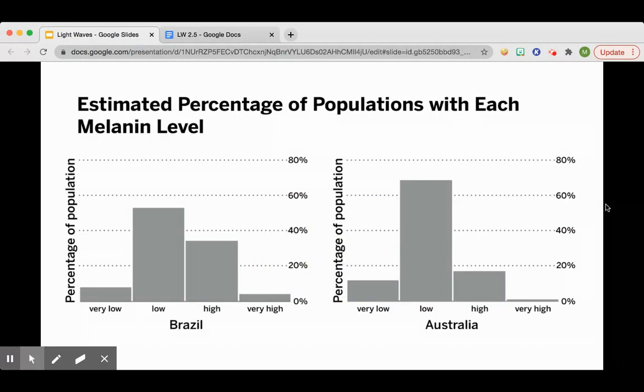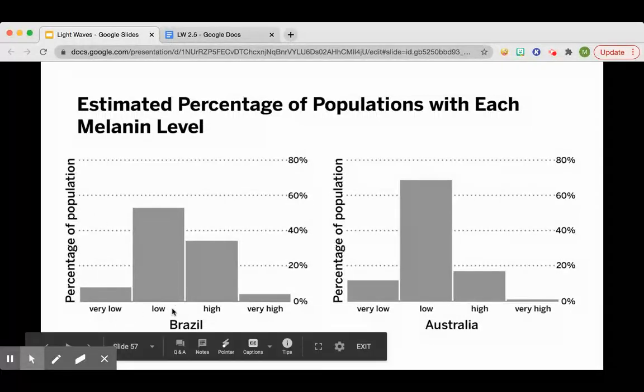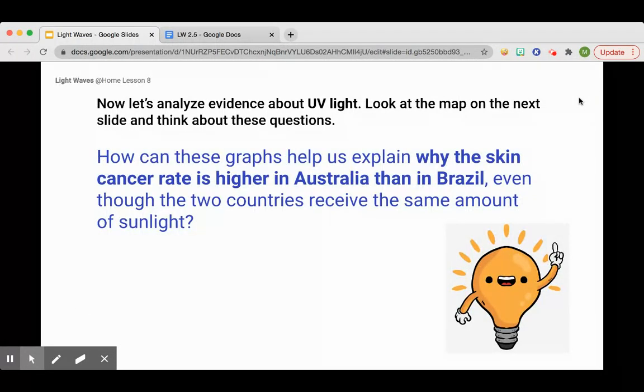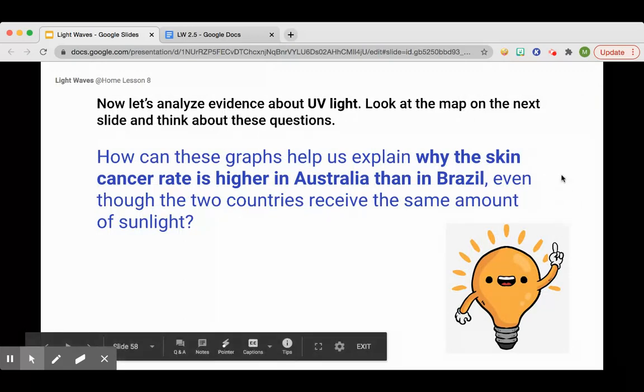So the first thing that you're going to look at is the percentage of population with each melanin level. So the melanin levels are very low, low, high, and very high. So take a look at the populations and you can compare them between Brazil and Australia. Remembering that melanin does protect our skin, our DNA, and our skin cells from getting damaged. Okay, so maybe pause the video right now and think about this question.